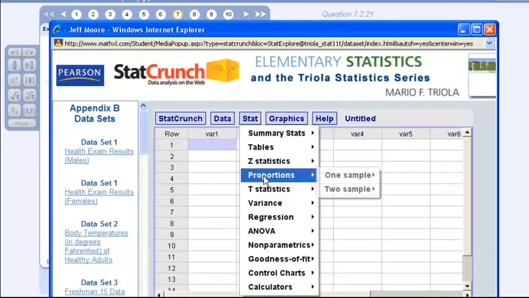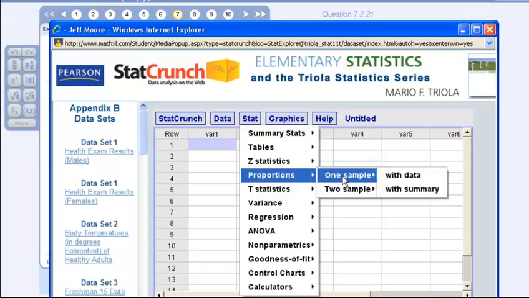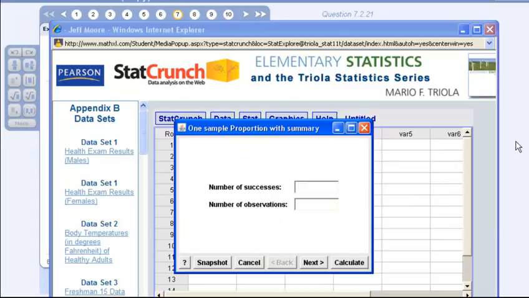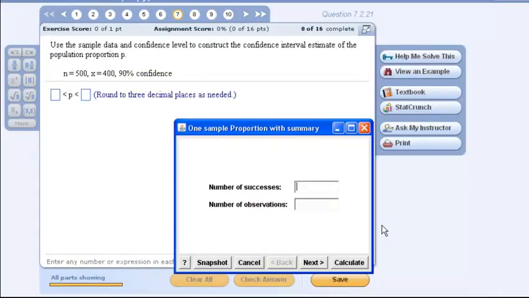Stat, proportions, one sample, and then with summary. If we had all of those observations in a column, we would click with data. But since we're given N and X, we're going to click with summary. And then we are asked for the number of successes.